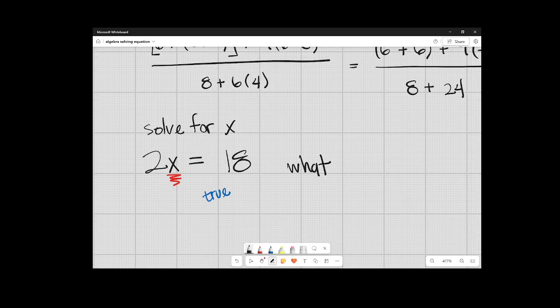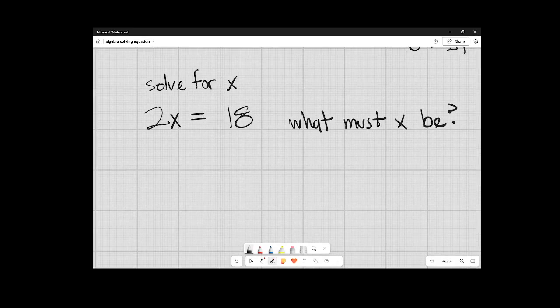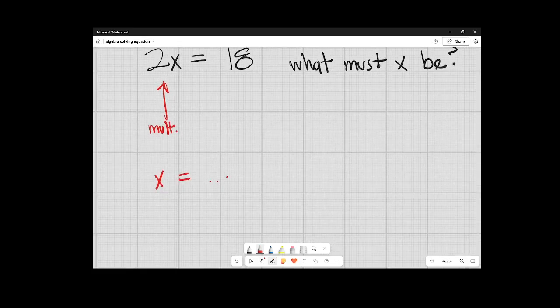What must x be? What must x be? Well, one thing we can do is notice that right here, this is multiplication that is happening. And we want to get the x by itself. We want to have x equals some mathematical expression. Eventually we want to say x equals some value, some number.